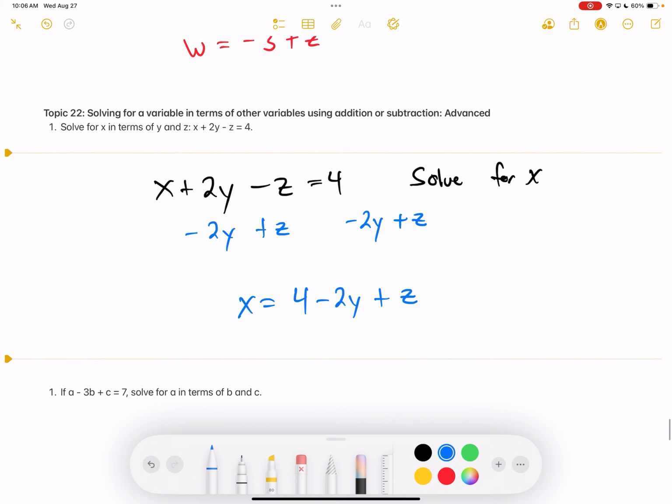And I do not put anything together because the 4 doesn't have anything. The negative 2 has a y, and the z, so you can't combine those at all. So it's just, I'm moving everything away from the x.